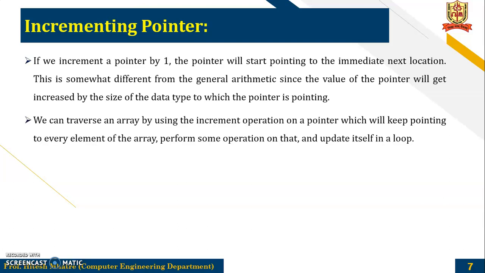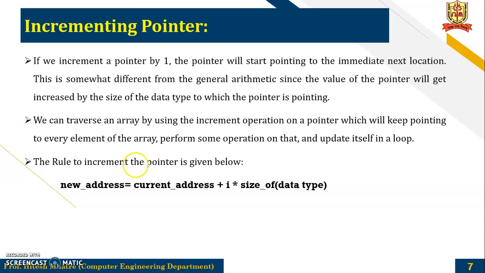We can traverse an array by using an increment operation on a pointer, which will keep pointing to the very next element of an array, perform some operation on that, and update itself in a loop. So we can use a pointer for an array. Then the rule to increment the pointer is: the new address, that is the next pointer, will be calculated by the current address, that is the address held in the current position in the pointer, plus i into the size of the data type.